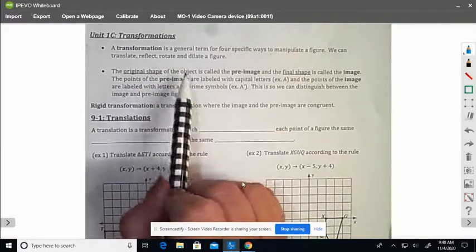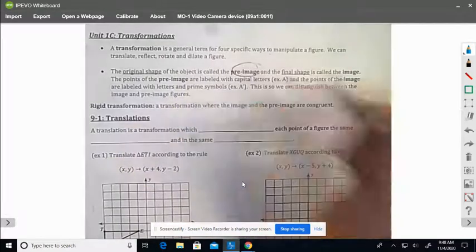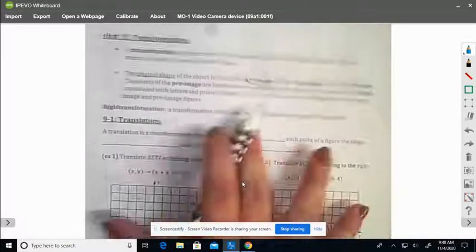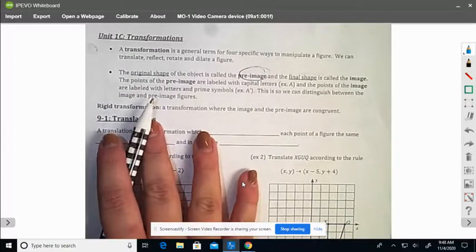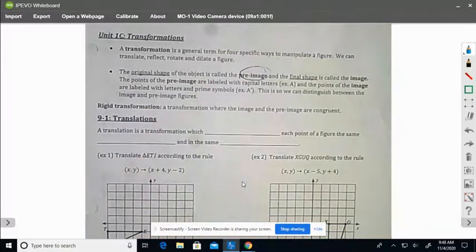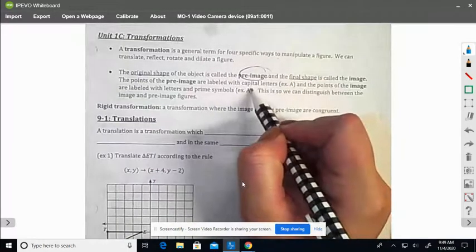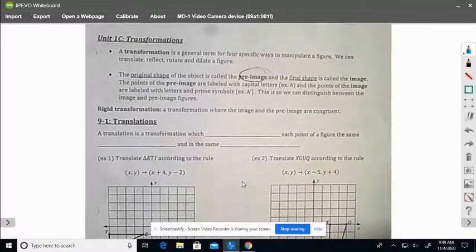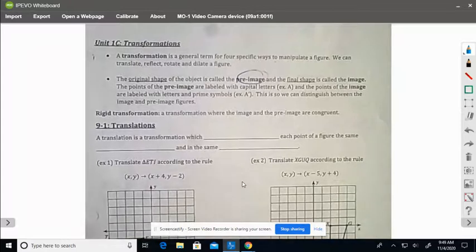The original shape of the object is called our preimage, and the final shape is just called our image. The points of the preimage are labeled with capital letters, and the points of the image are labeled with letters and a prime symbol. So for example, it has A and a little apostrophe here. That's our prime symbol. This is so we can distinguish between the image and the preimage. So our preimage is our initial, and our image is after we manipulate it.